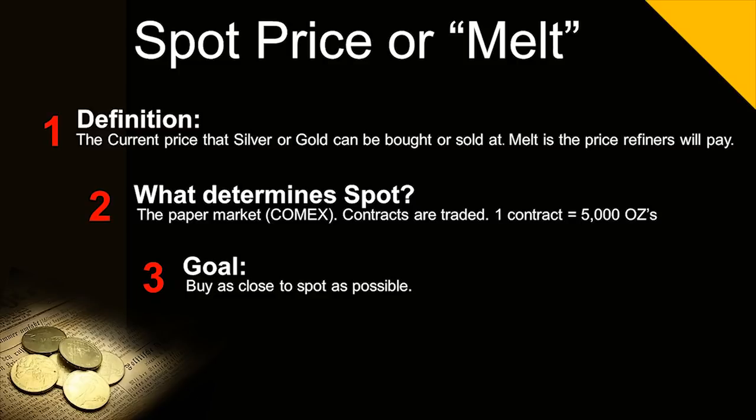So what else is important? What determines the spot? Well, it's a little thing called the COMEX, the Commodities Exchange. Basically, contracts are traded back and forth between investors and big banks, and one contract equals 5,000 physical ounces of silver. Isn't that crazy? Jeez Louise.